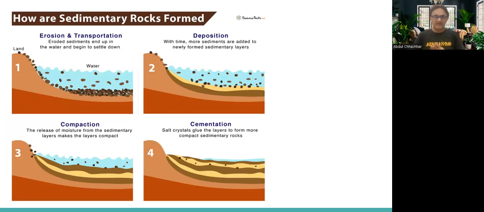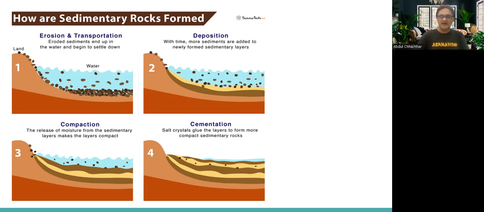If you are good at baking cookies, this is the same process. First, you collect the ingredients, then you mix them. That is called deposition. Then you compact it in a microwave or something. After that, you set a certain temperature for the cementation, to make it thick, into the solid form. So sedimentary rocks have the same process, just like baking something.